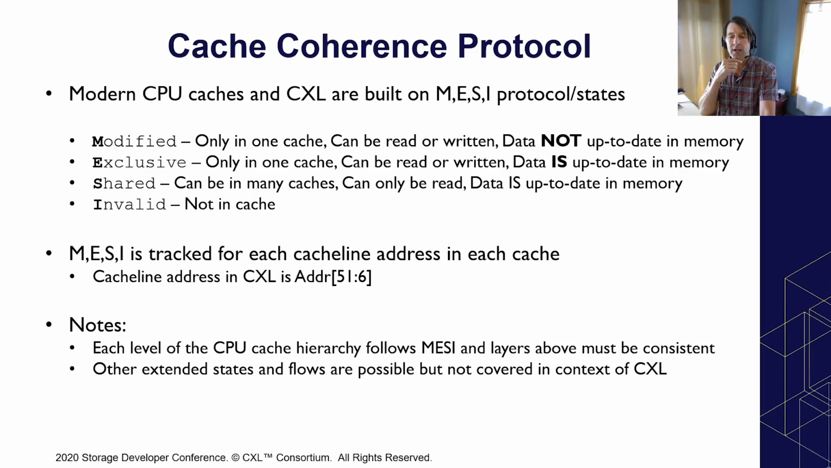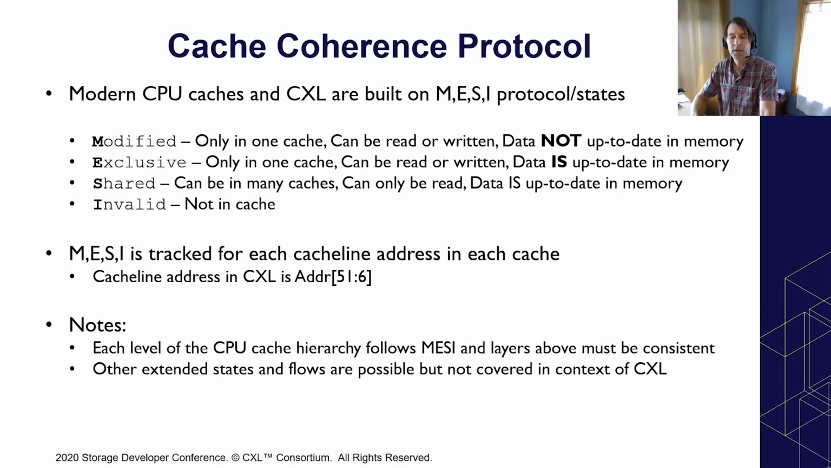Now these states are tracked within a cache for each cache line address. And cache line address in CXL is address bits 51 down to 6. This is aligned to the cache line size of 64 bytes.